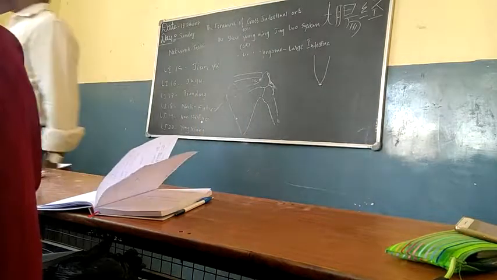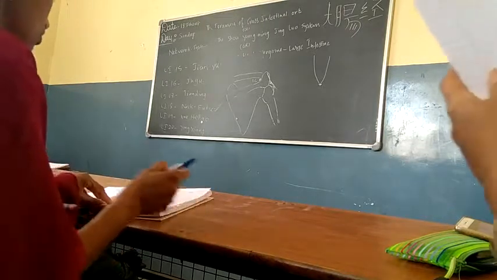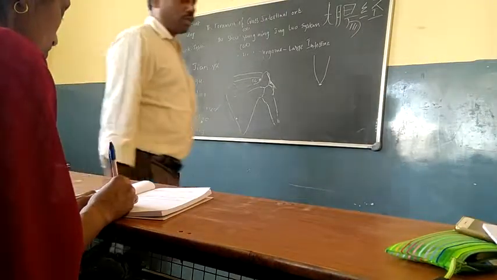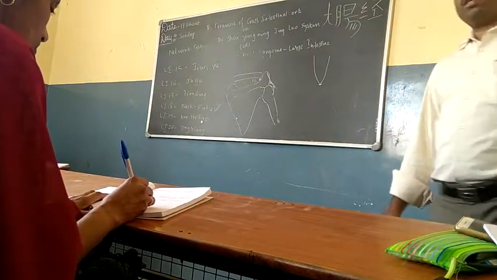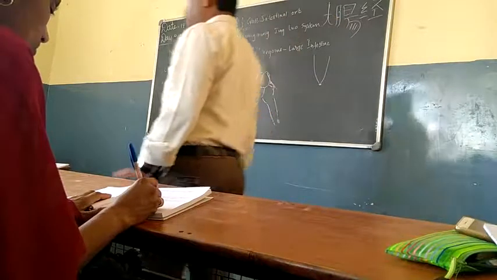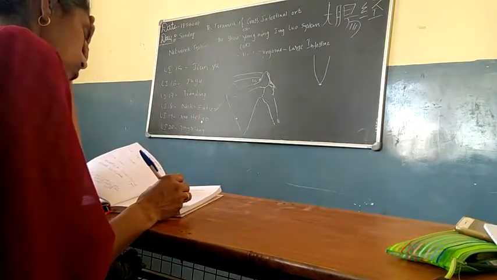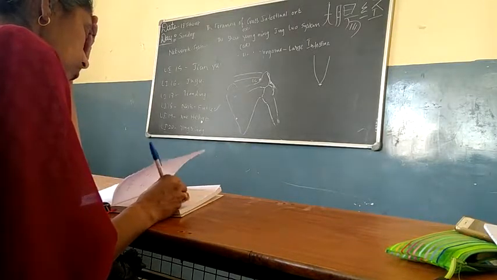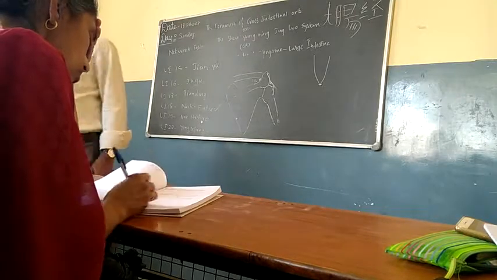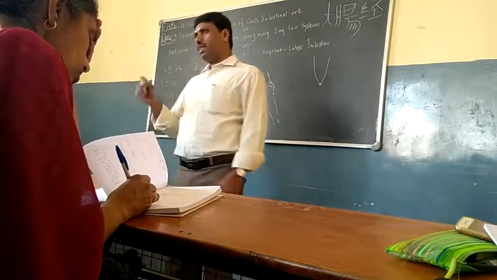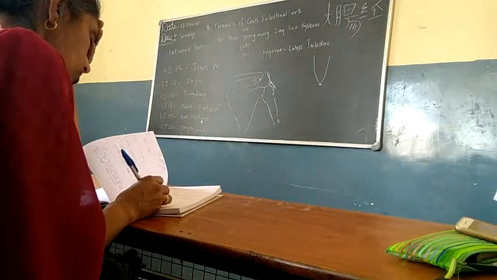LI 19 is the point. Where it is situated, please write down the location: 0.5 cun lateral to the upper part of the philtrum of the nose. Philtrum, P-H-I-L-T-R-U-M, philtrum of the nose.